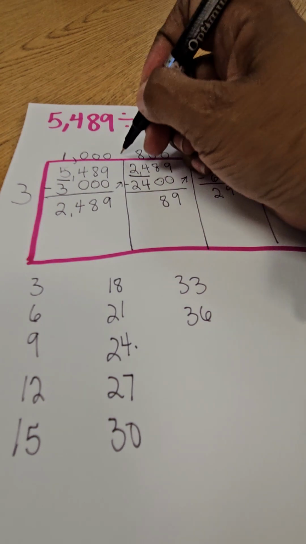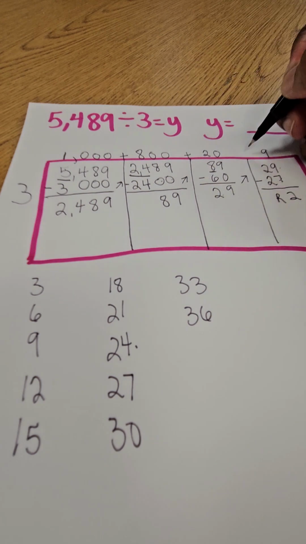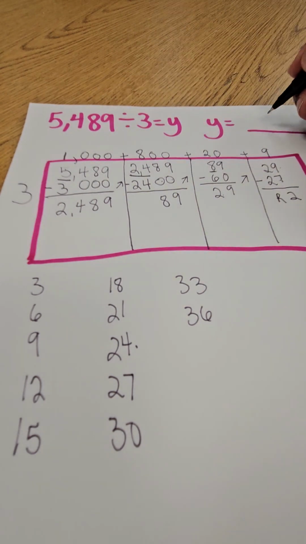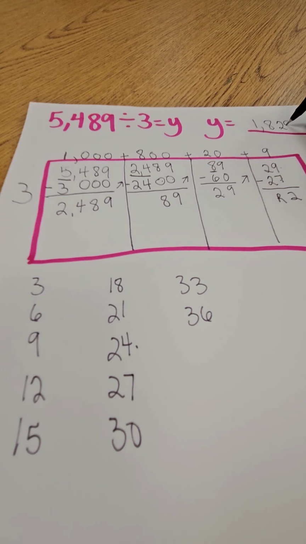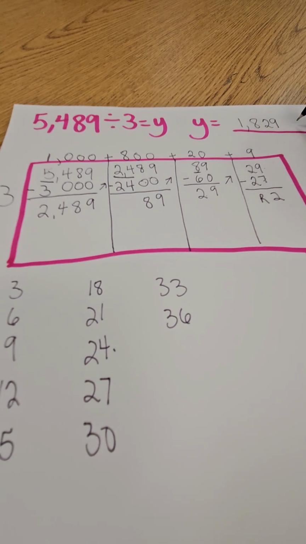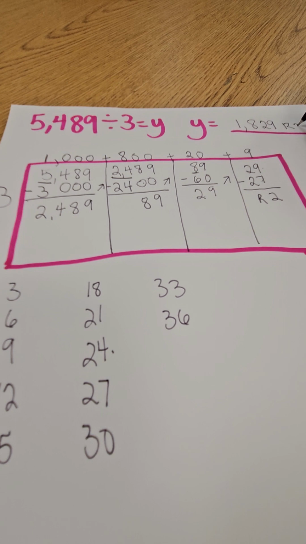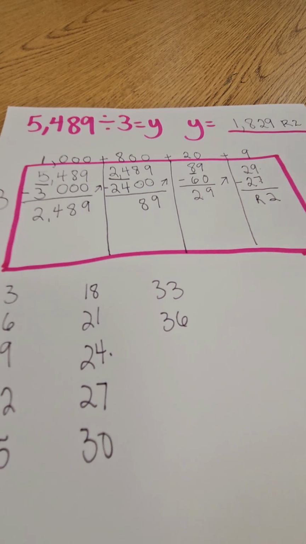So my answer is up top, 1,829, remainder 2. Do not leave off your remainder. If you leave off your remainder, it is incorrect. Okay? All right. That is one of our problems with a remainder.